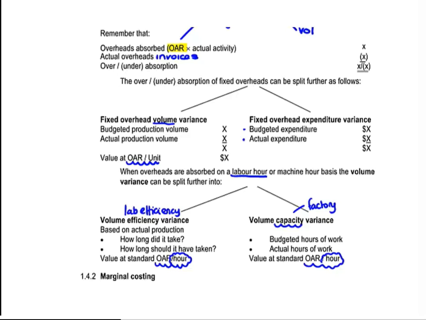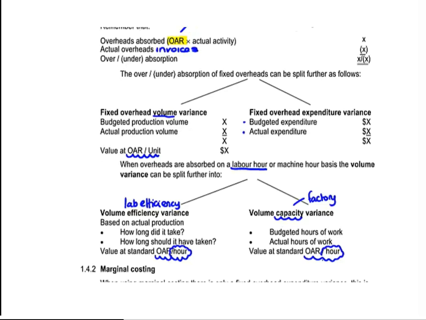It's probably quite a good idea then to get to grips with the different variances, and if necessary refer back to the under and over absorption, or even back to the treatment of fixed overheads under absorption costing, because those are areas that we've previously studied, and that knowledge is required here.